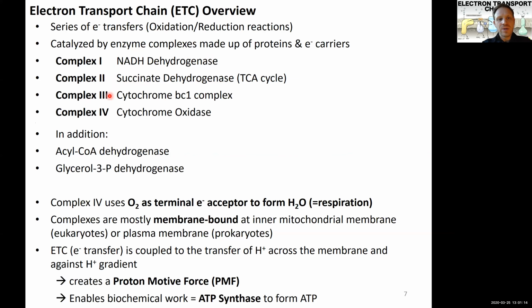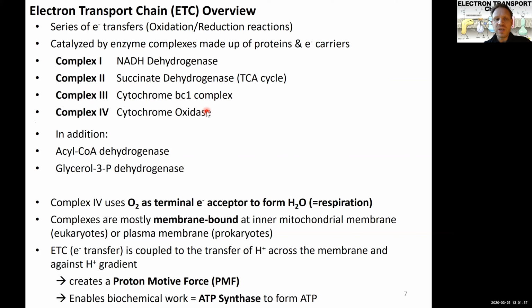Then our complex 3 here. Now we're going into enzyme complexes we haven't really heard about before. We're going into our cytochromes. So the cytochrome BC1 complex is called for short complex 3. And then the last one here, the complex 4, is the cytochrome oxidase. These are our four major players that are partaking here in the ETC.